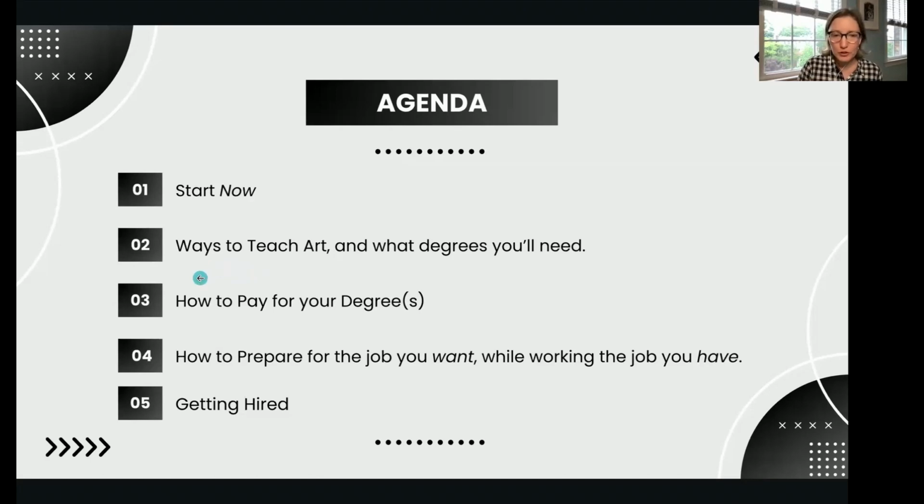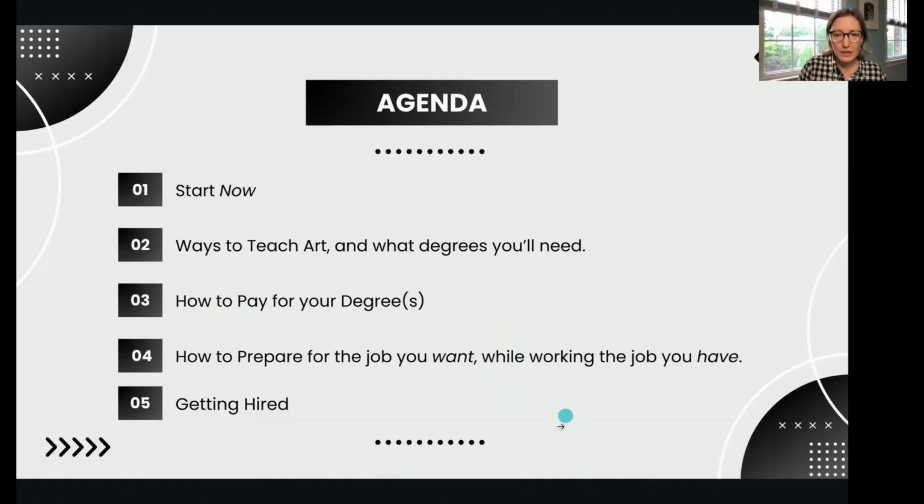We'll talk about how to pay for your degrees briefly, how to prepare for the job you want while working the job you have. And in job, I also consider students. So if you're still a student, I would put you in that category as well. And then finally, we'll talk a little bit about the hiring process.